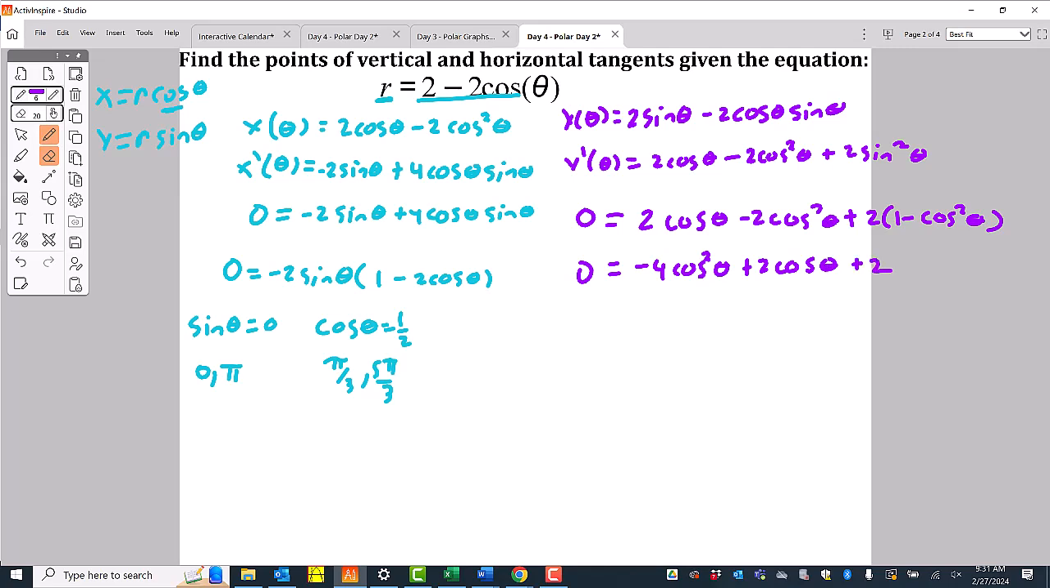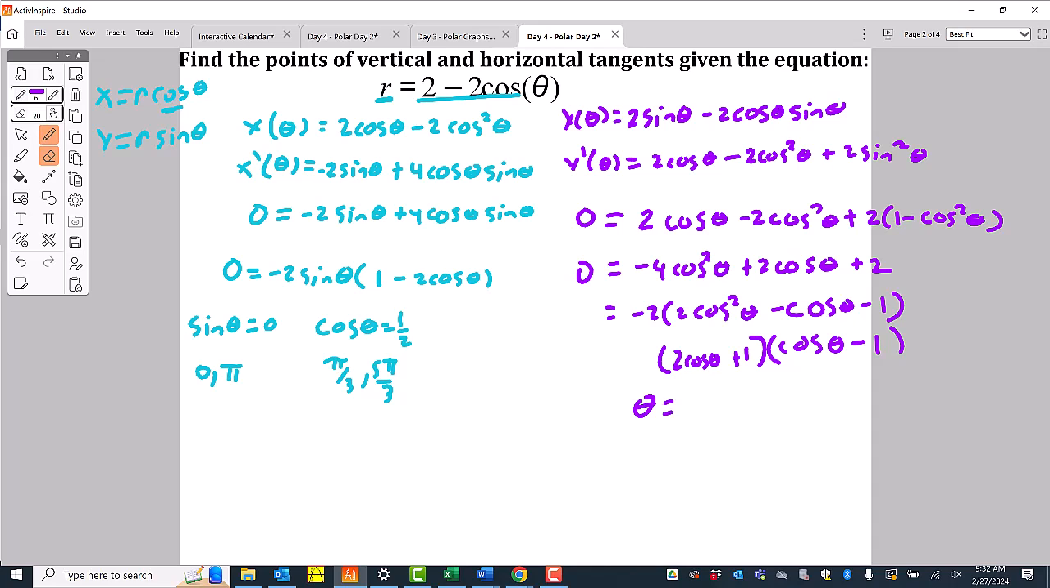And this can just be factored like a normal trinomial. We'll pull out a negative 2. And then we factor it and get 2 cosine theta plus 1 and cosine theta minus 1. So we get theta equals: cosine is 1 at 0, cosine is negative 1/2 at 2 pi over 3 and 4 pi over 3. So these are all of our tangencies.